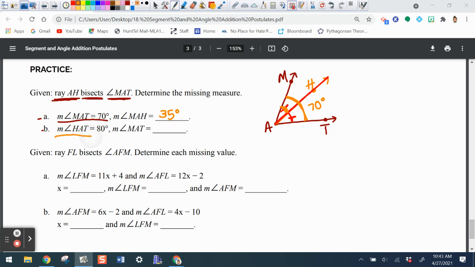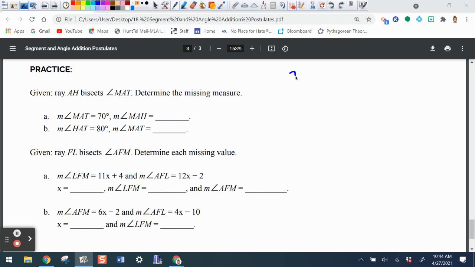Now let's look at it in terms of our second information given. So I'm going to clear this out and redraw it just so there's no confusion. Still dealing with angle MAT and AH as an angle bisector. So again, these two angles have to be congruent no matter what measures they give us. So the measure of angle HAT is 80 degrees, which I'm going to go ahead and tell you MAH also has to be 80 degrees. Not even looking further past the given information, it has to be 80 degrees.